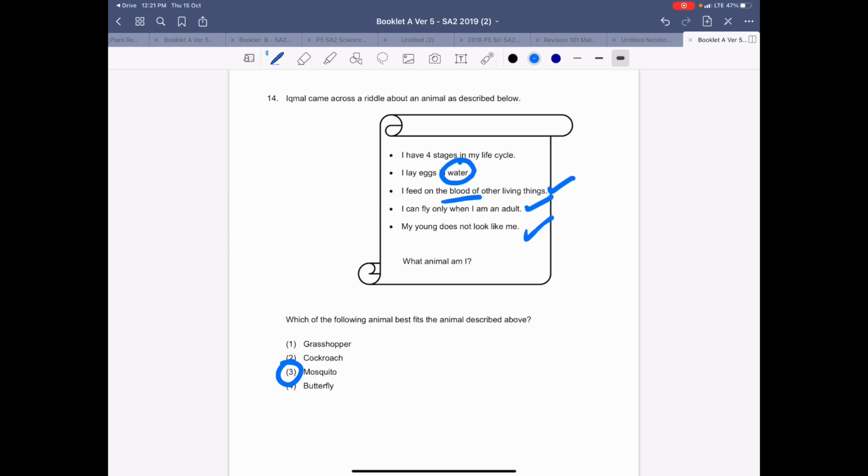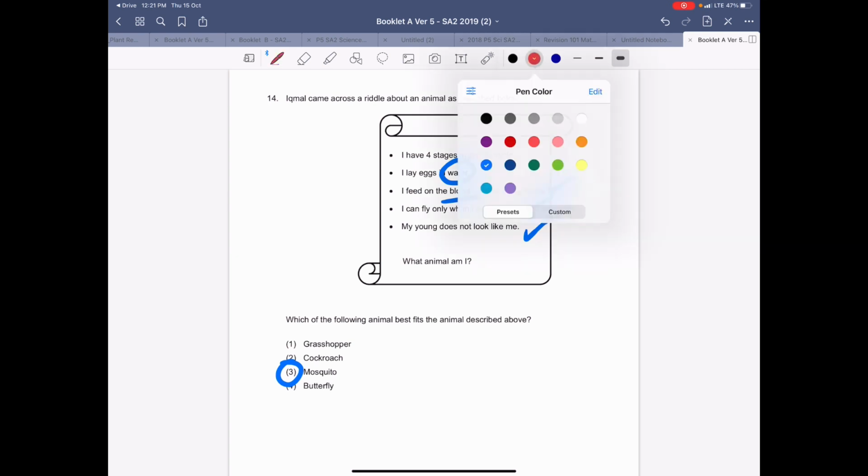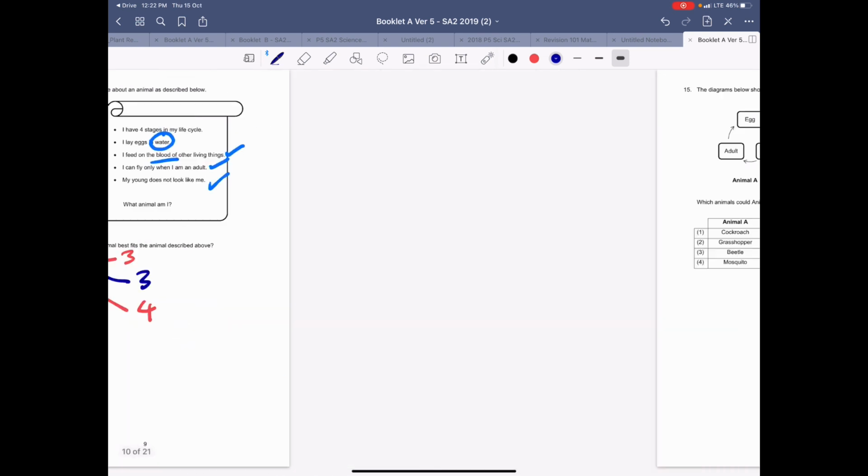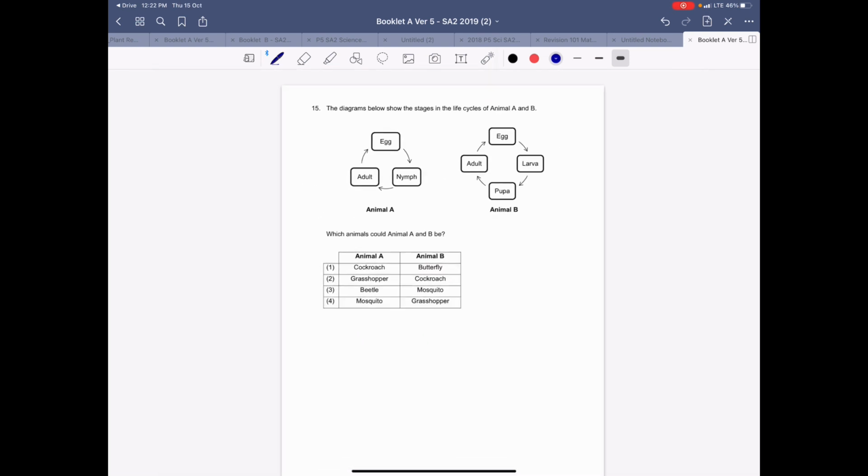So let's do a bit of quick revision. Grasshopper, how many stages? Cockroach, how many stages? Mosquito, how many stages? 4. Butterfly, how many stages? 4. The only one is mosquito. Next.